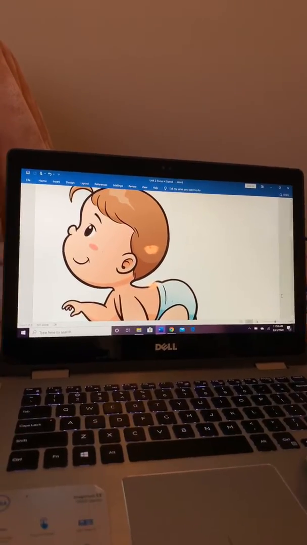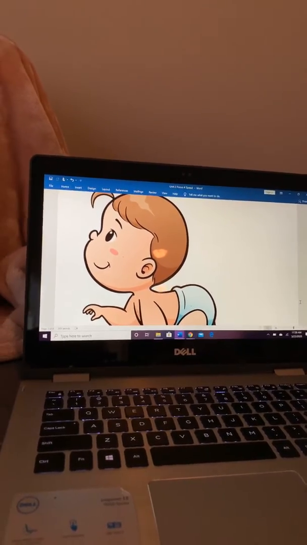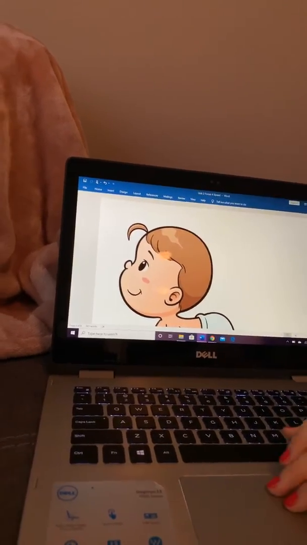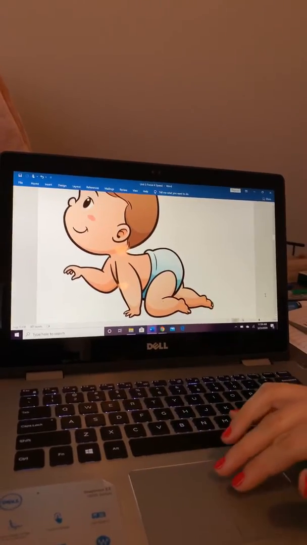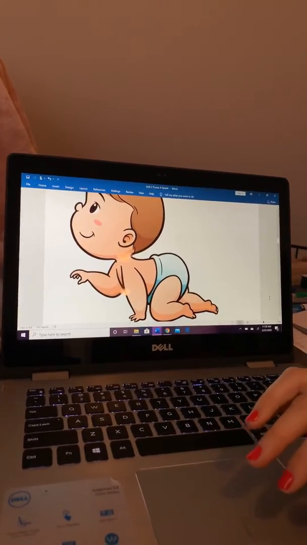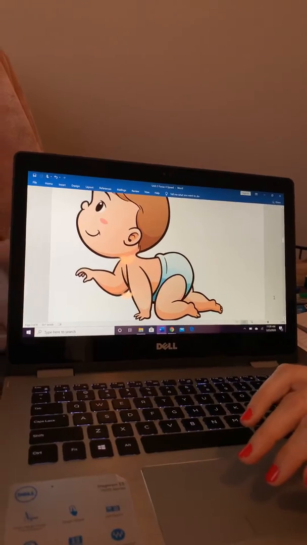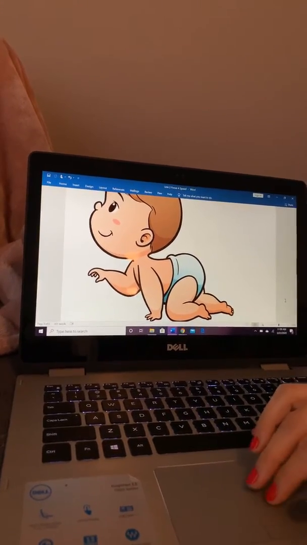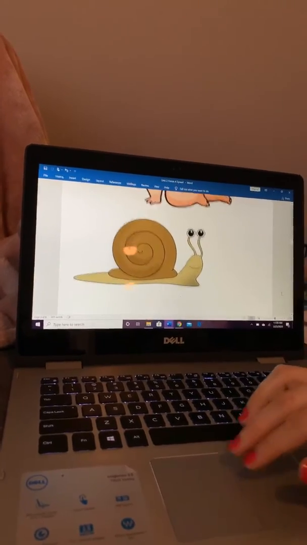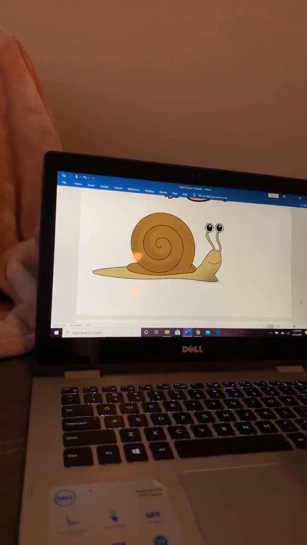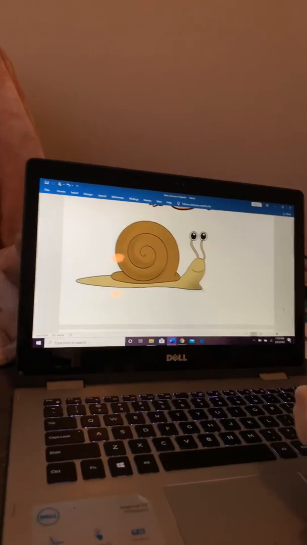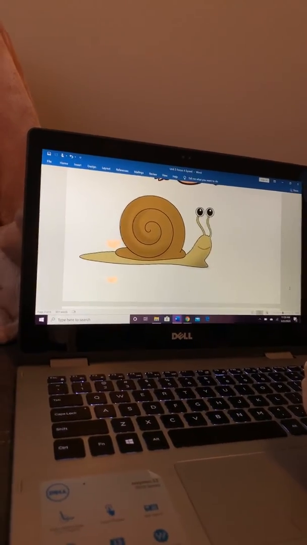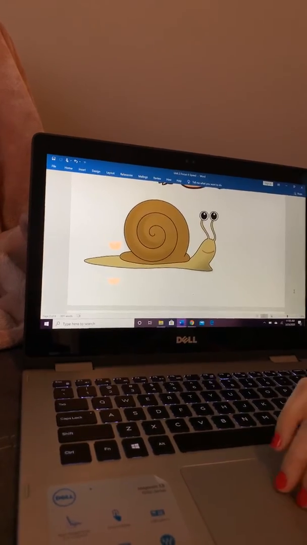So the first picture is a baby. And he uses his arms and legs to help him move. And when we think about babies, some of us have our brothers and sisters and they're little and they can't really move that fast. So we would say that babies are slow. And next is an animal. This is a snail. If you've ever seen a snail outside, they move very slow. They are not fast either.